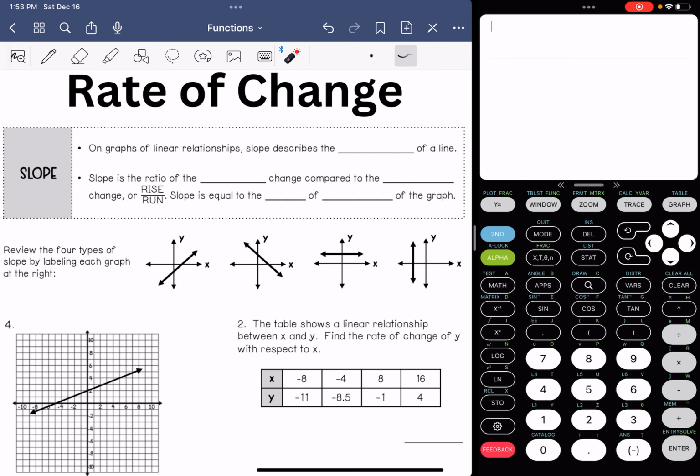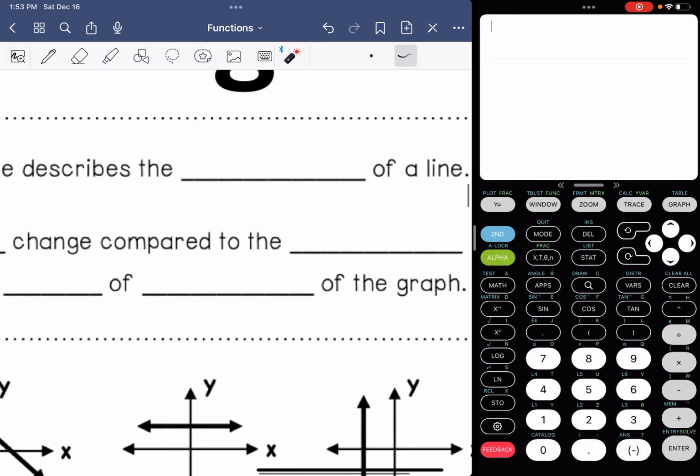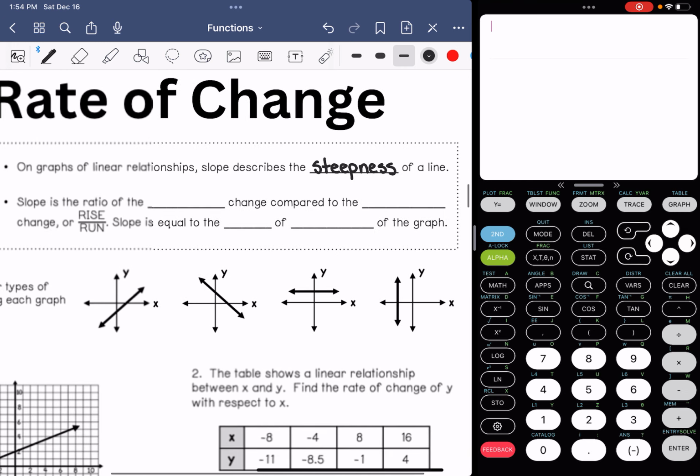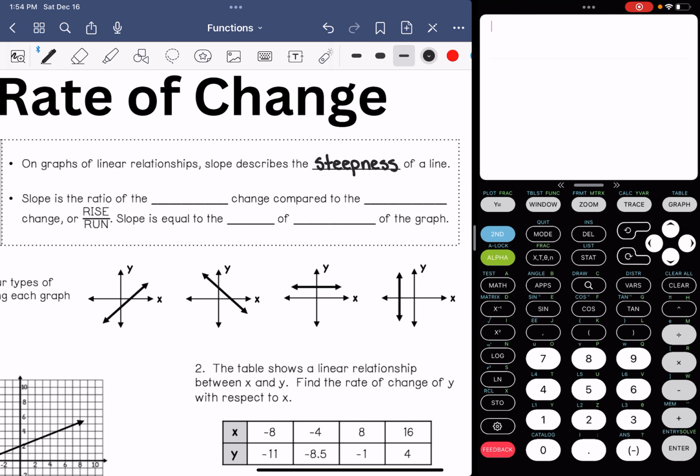The next topic we're going to take a look at is rate of change. Okay, so on graphs of linear relationships, slope describes the steepness of a line, how vertical or how horizontal a line appears. Slope is the ratio of the vertical change compared to the horizontal change.